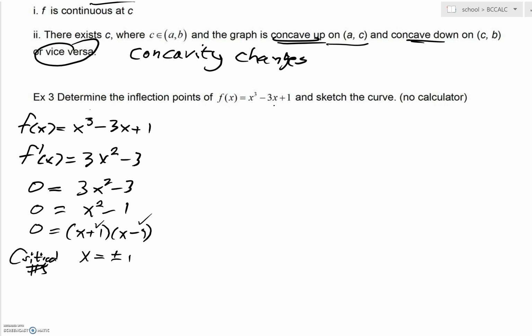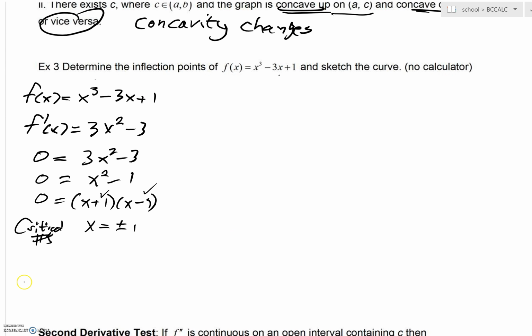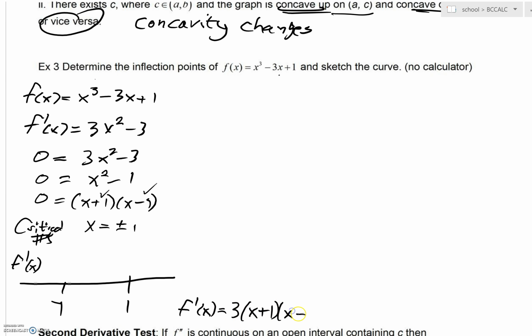Well, what do we do? We make ourselves a number line. And this is review. We're pulling back to the first derivative test. And right now, what are we going to be checking? Well, f prime of x, we could have a 3 out in front. It's that 3, x plus 1, x minus 1. Let's do some testing. We can test x equals 0, x equals 2, x equals negative 2.